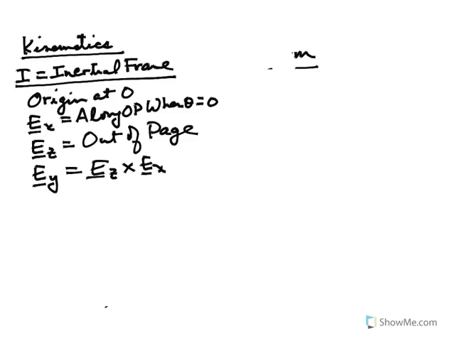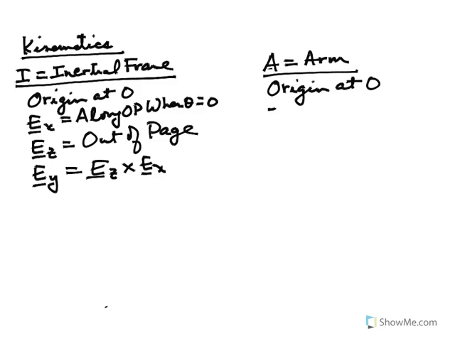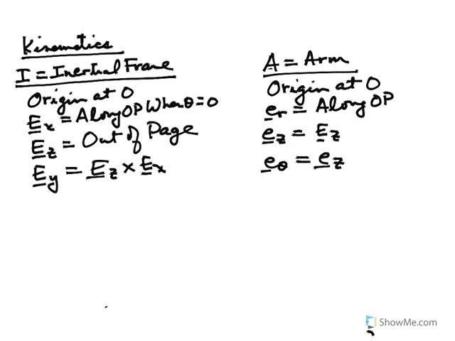Now let's give ourselves a little bit more room over here. A is equal to the arm. And again, the origin of the coordinate system is going to be at O. ER is going to be along OP. EZ is going to equal big EZ. And then E theta is equal to EZ crossed with ER.